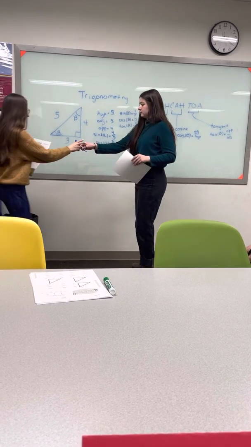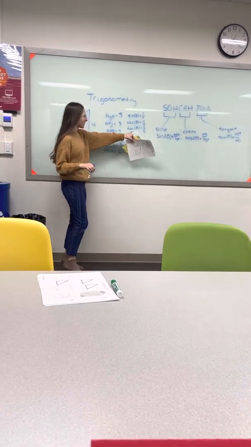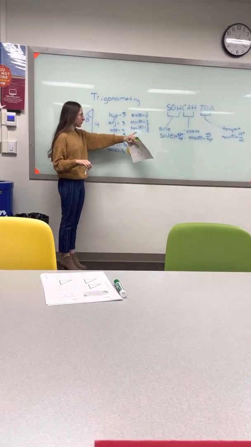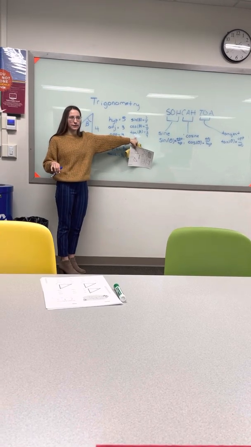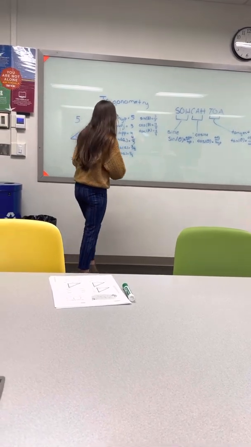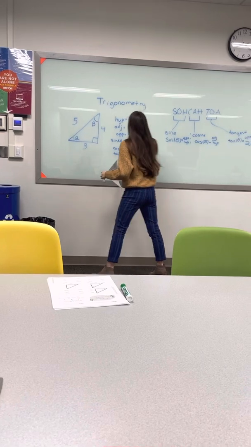Perfect. That's awesome. You spent a bunch of time on it. So we got 3 over 5 for our sine, 4 over 5 for our cosine, and 3 over 4 for our tangent. Does that make sense, everybody? Awesome. We're going to do one more practice, and then I have a little activity for us to do.